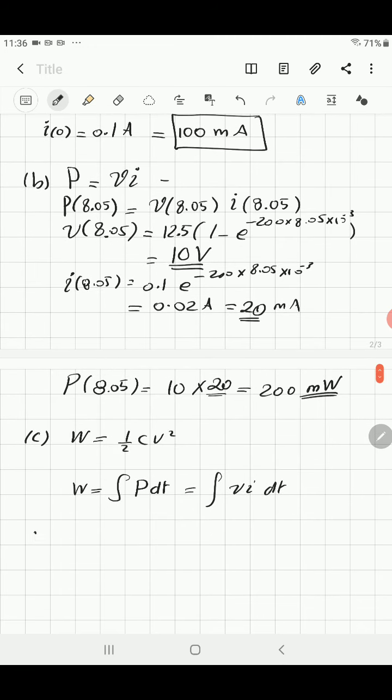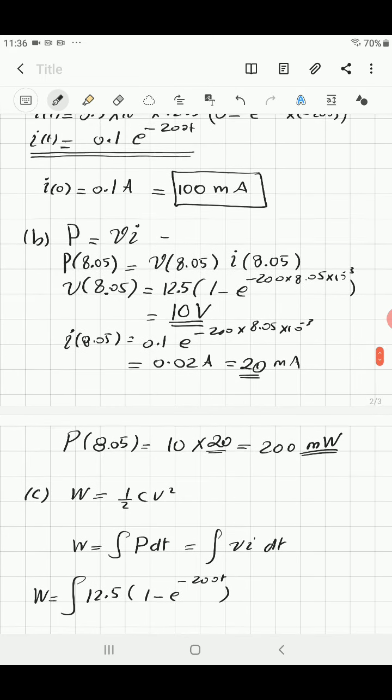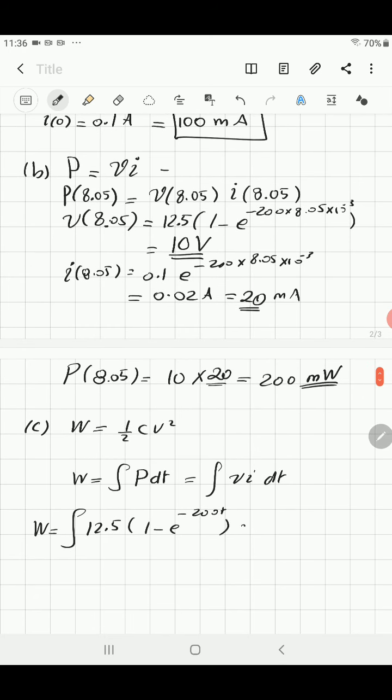So the energy is equal to the integration of the voltage times the current. I multiply the voltage, which is 12.5(1 - e^(-200t)), times the current. I have here the current equation, 0.1 e^(-200t). So I have the two equations.